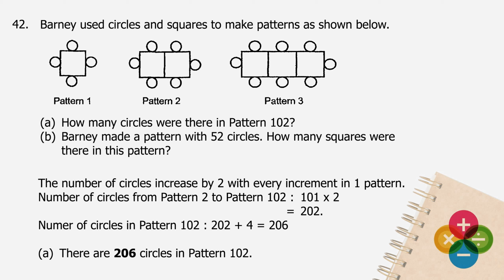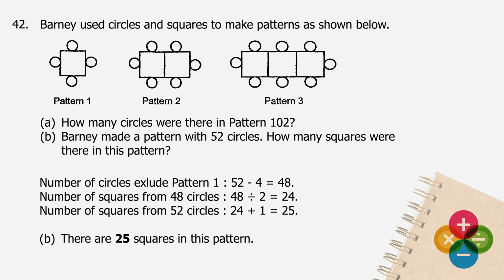The number of circles increase by 2 with every increment in one pattern. The number of circles from pattern 2 to pattern 102 will be, multiply 101 by 2, and the product is 202. The number of circles in pattern 102 will be, add 202 to 4, and the sum is 206. A. There are 206 circles in pattern 102.